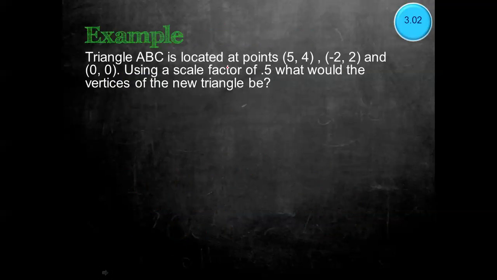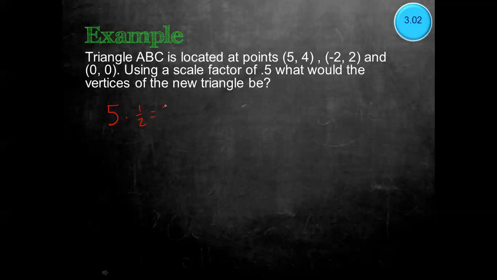Here it says triangle ABC is located at points (5, 4), (-2, 2), and (0, 0). Using a scale factor of 0.5, so that's 1/2, what would be the vertices of the new triangle? So on here, all we're going to do, like we did earlier, is take all of these numbers and multiply them times 1/2. Okay, so we're going to take 5 and multiply that by 1/2.